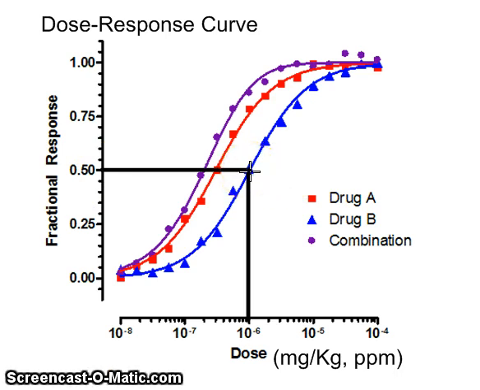So for example, in this data set, drug B is killing 50% of the population at 10 to the -6 parts per million. Drug A is more toxic because it takes less of the substance to kill that 50% of the population. So this is potentially more harmful.